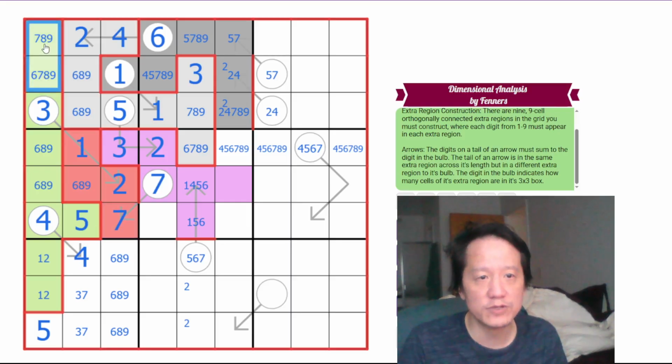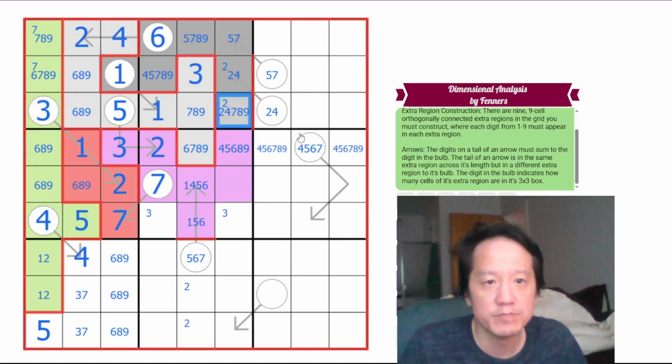So 7 has to be one of these two. We're not sure which. This is a 3, 7 pair. This is only 7. So there has to be a 3. So one of these must be a 3 here, because this can't be 3. So since this can't be 3, it must be part of the pink.